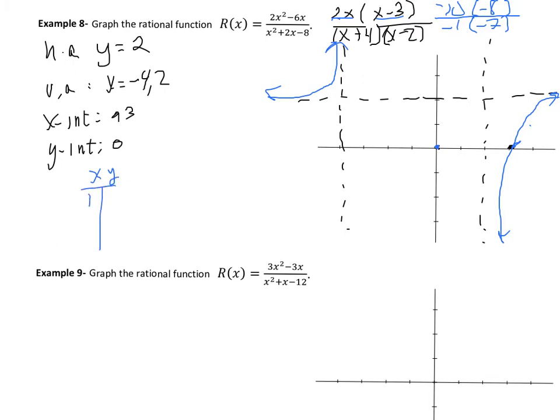If x is 1, we have 2 times 1 is 2. 1 minus 3 is negative 2, so we have negative 4 up top. And then 1 plus 4 is 5. 1 minus 2 is negative 1, so we have negative 5 on the bottom, so that becomes 4/5. So 1 and 4/5. Interesting. Okay, let's pick negative 1.